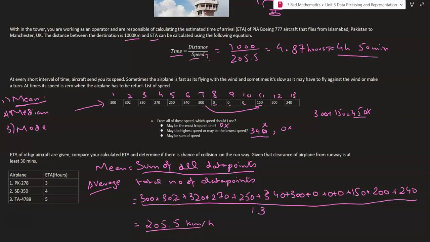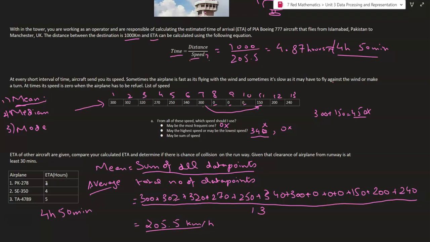Now we're going to use this. In this part, it says the ETA of other aircrafts are given, and it says compare your calculated ETA. So this is our ETA. Let's write it here: 4 hours and 50 minutes. And it says determine if there is a chance of collision on the runway. So is a collision on the runway possible or not, given that the clearance of aircraft from runway is at least 30 minutes. So an aircraft needs 30 minutes to clear.